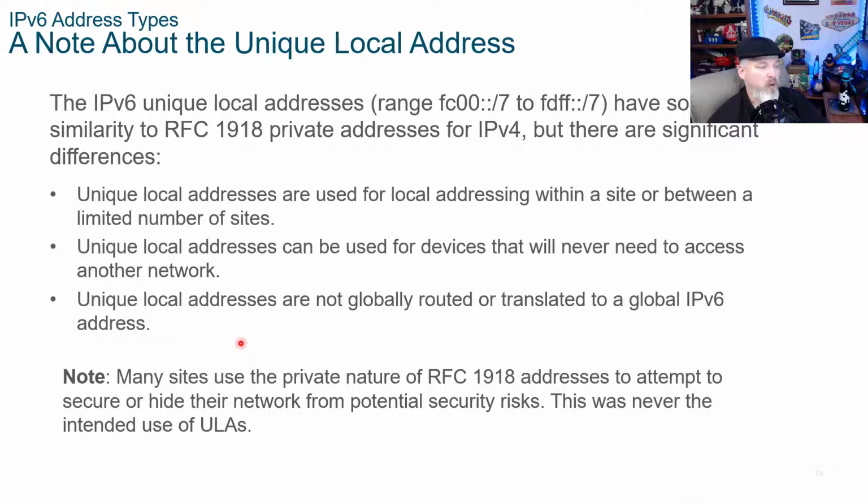Now, many sites use the private nature of RFC 1918 addresses to attempt to secure or hide their network from potential security risk, and that was never an intended use of the ULAs. But some organizations do use that because, since those v6 addresses are not routed, they don't get out, so someone would still have to come through your router to get into your network versus having an IP address internally there.